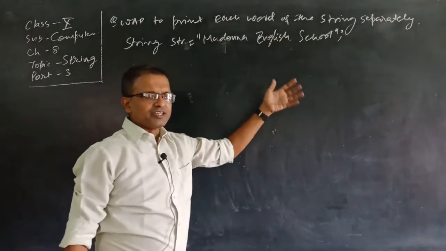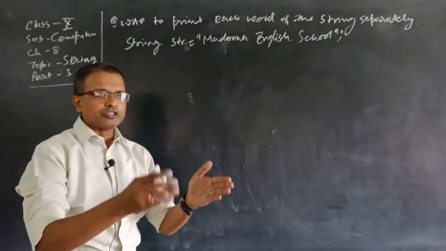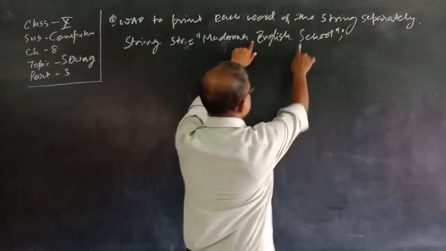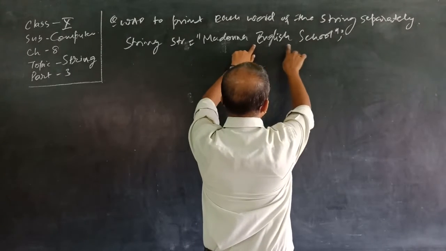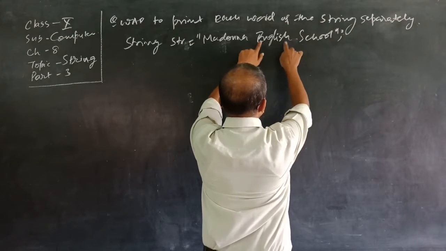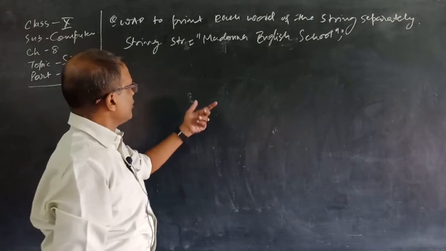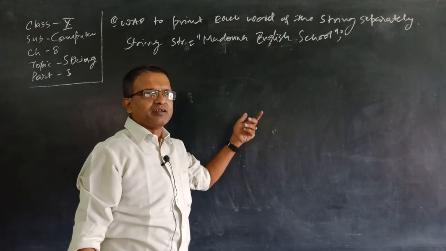In English, we say that a group of words between two spaces. Suppose this is our space, this is another space, and the group of characters, group of alphabets between these two spaces will be called a word. We'll use this concept. It means, first of all, what is the strategy, what is the algorithm behind this program?